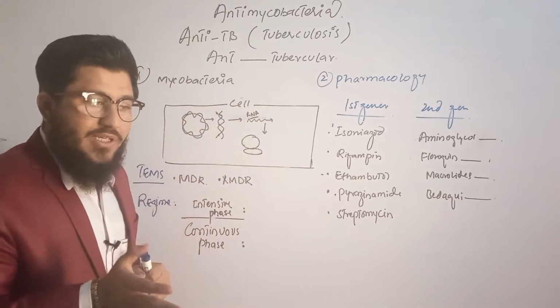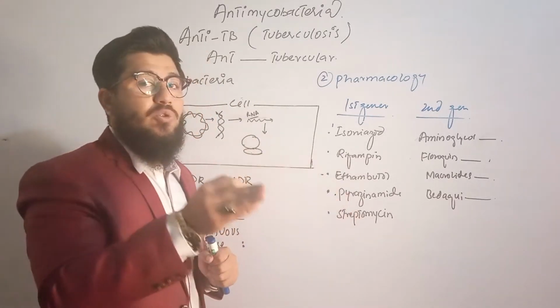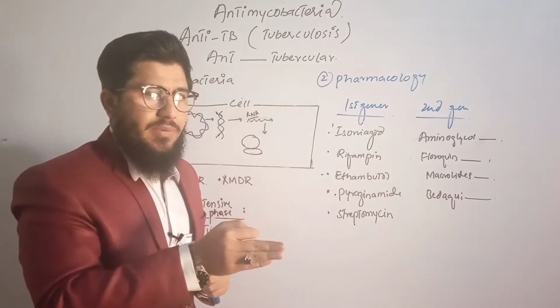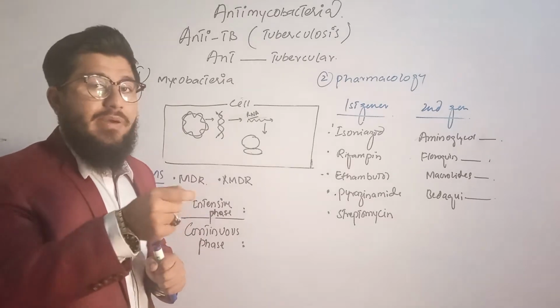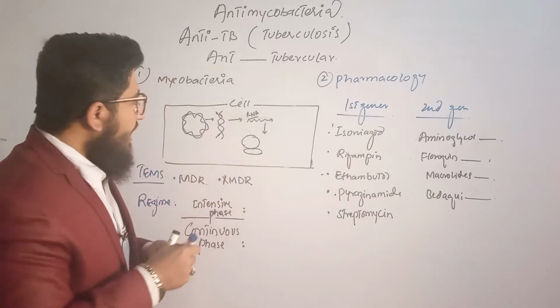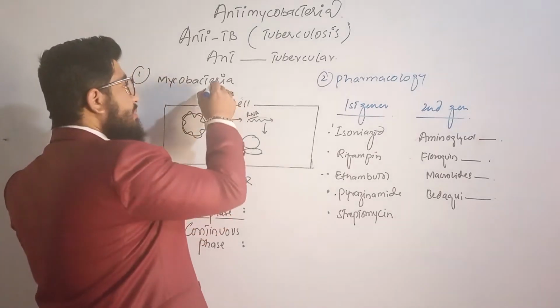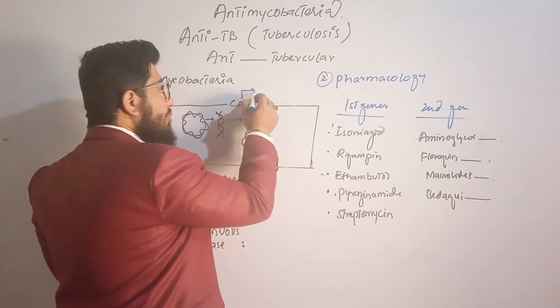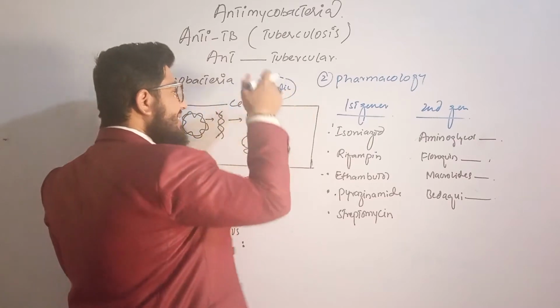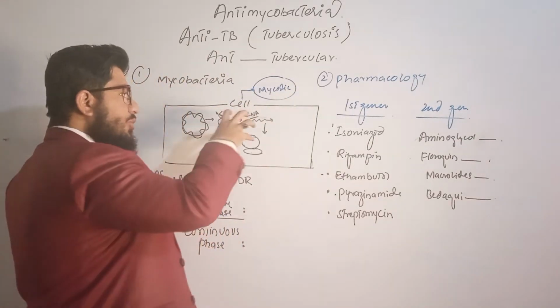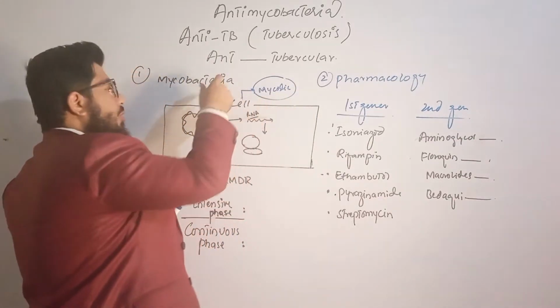What is mycobacteria? That particular bacteria which is supposed to cause TB. Simple, okay? Now, why is this particular bacteria known as mycobacteria? Very simple. The answer is because this bacteria has a cell wall in which there is mycolic acid. Because of this mycolic acid in the cell wall, this bacteria gets the name mycobacteria.